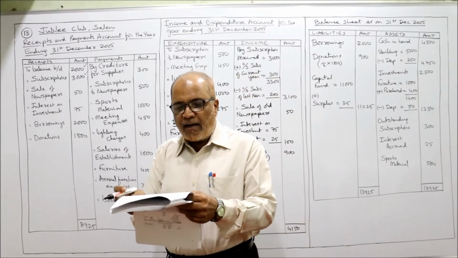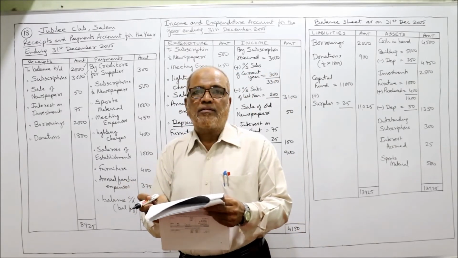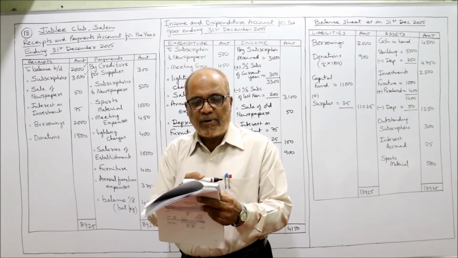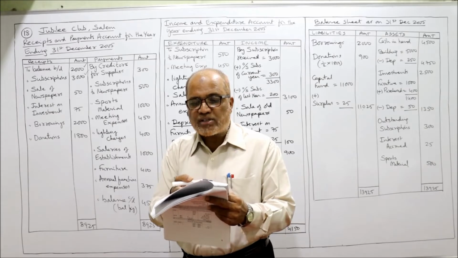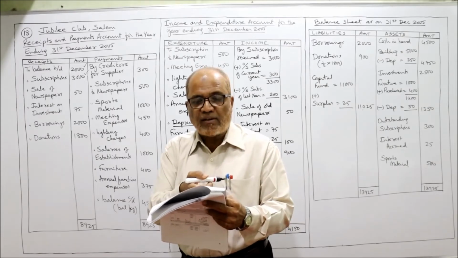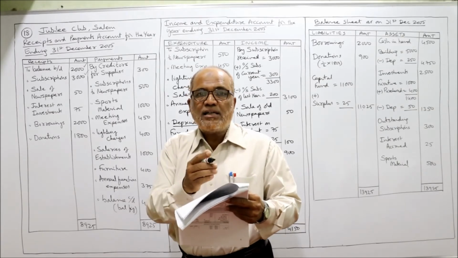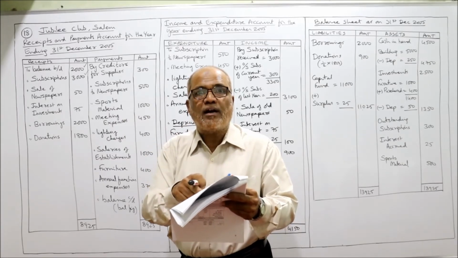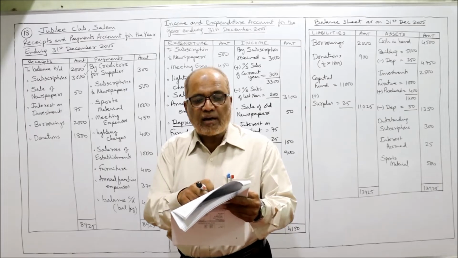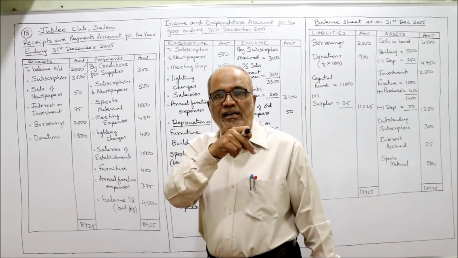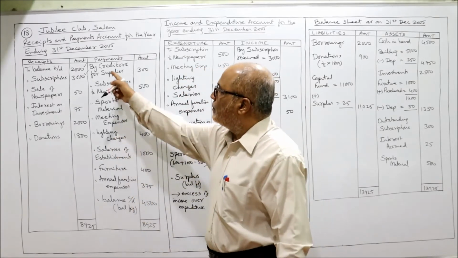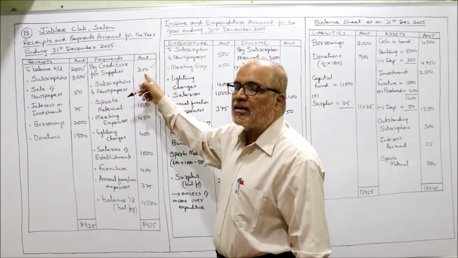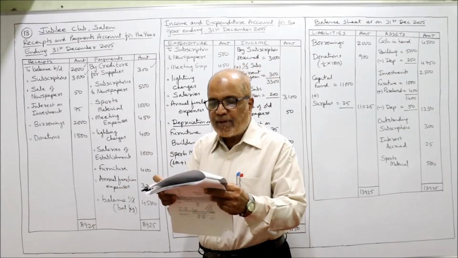Then paid the outstanding creditors for supplies. Last year, you can see in the opening assets and liabilities, outstanding creditors for supplies 300. It is given in the first line. So last year there were outstanding creditors for supplies and that is paid during the current year. By creditors for supplies 300. Last year it was due, current year it is paid.